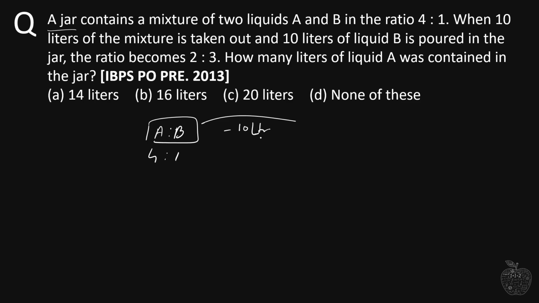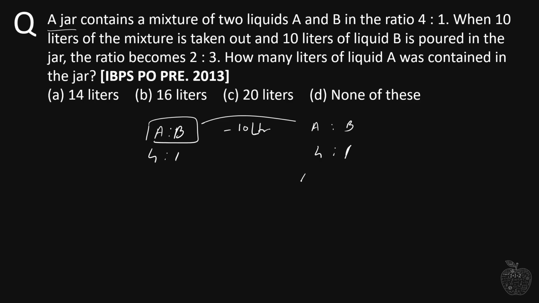Now whatever the remaining mixture will be, the A and B in the remaining mixture will still be in the ratio 4:1, right? There will be no change in the ratio. Of course the volume will change. If there is 100 liters, now there will be 90 liters, but the A and B in these 90 liters will still be in the ratio 4:1, right? I hope this is clear. So now whatever the remaining mixture is, it is in the ratio 4:1.